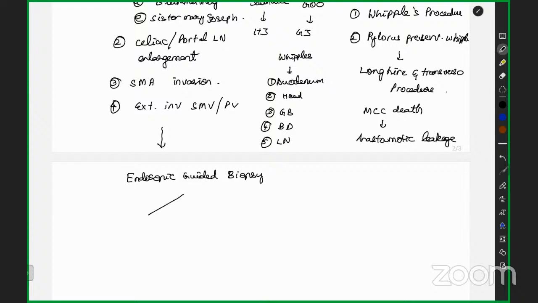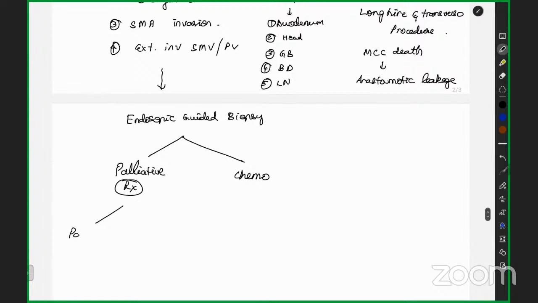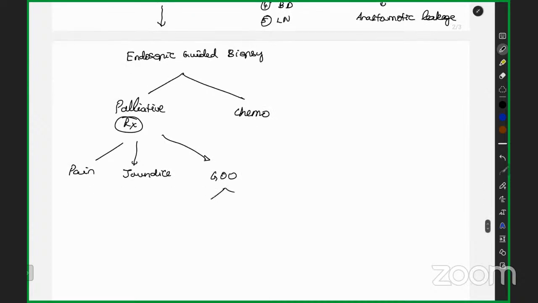And after performing the biopsy, the next step is either to go for chemo or to go for palliative treatment. So what is meant by palliative treatment? To reduce the pain of the patient. You have to reduce the jaundice. You're going to reduce the gastric outlet obstruction. For gastric outlet obstruction, either you can go for endoscopic stenting or I'm going to go for a gastrojejunostomy.